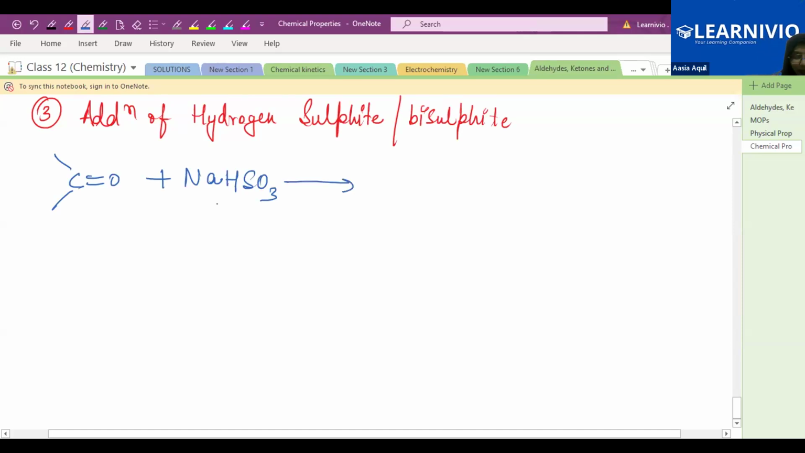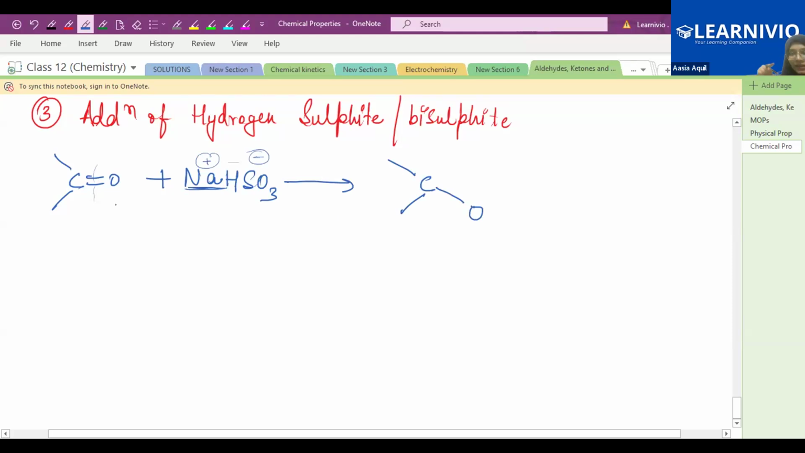You will write this group on carbon, not an oxygen bond. Just see the sequence I am using. The carbon double bond oxygen, you break this double bond and write oxygen. Now this sodium will get the positive charge, Na plus, and this whole thing will get the negative charge.